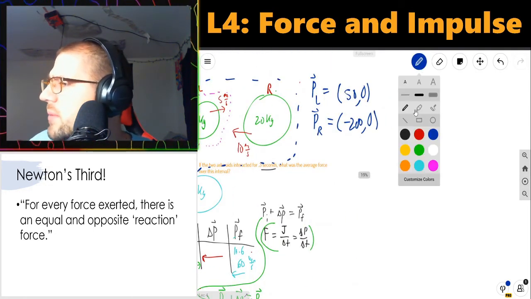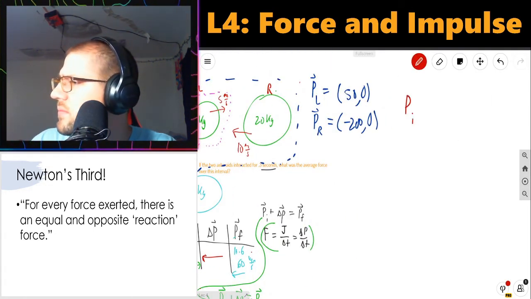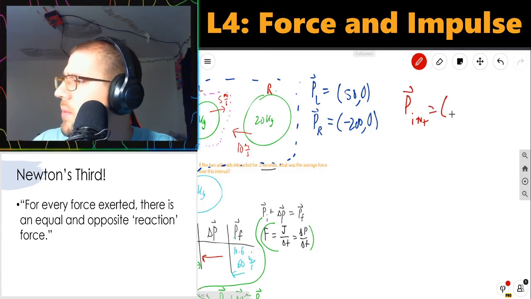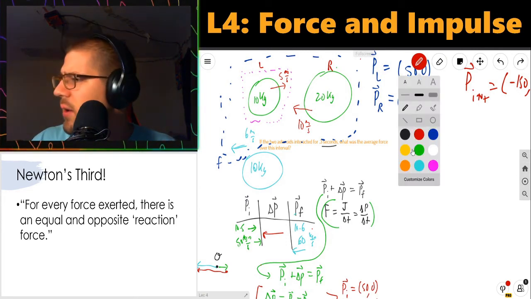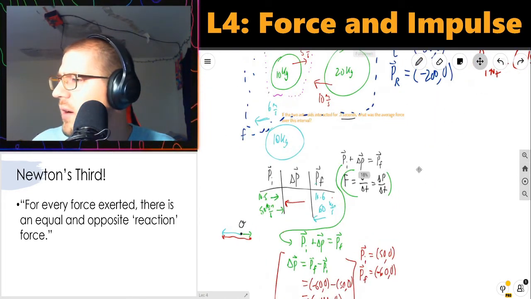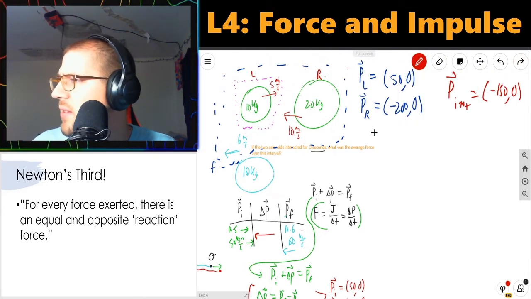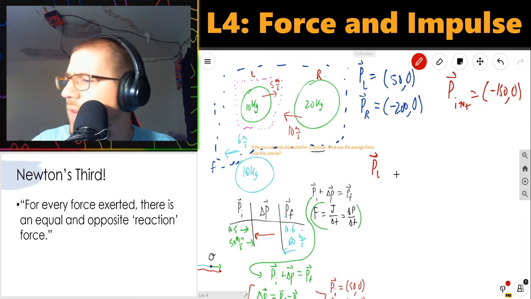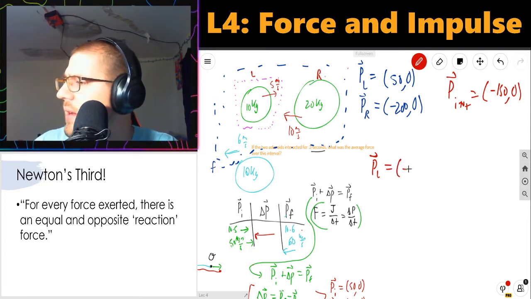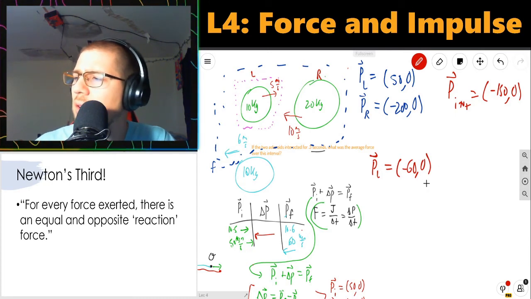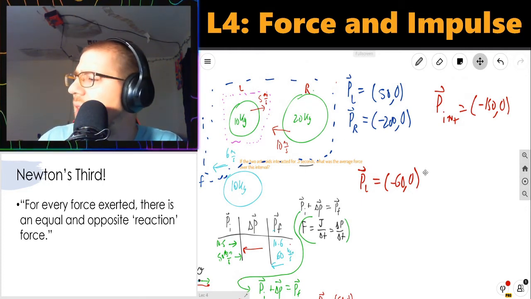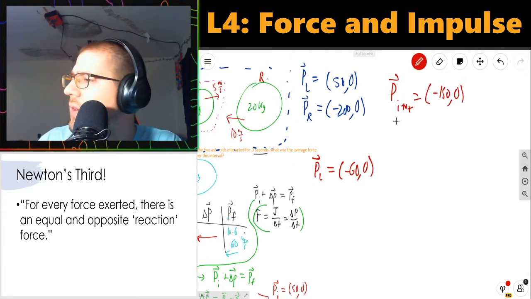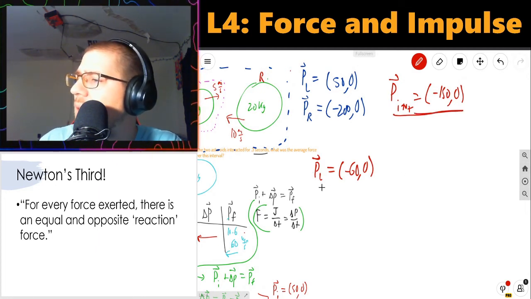Okay, so the total initial momentum is going to be just the sum of those two. That's going to be negative 150, 0. All right, let's consider the final scenario. In the final scenario, I calculated before that the final momentum for the left asteroid is going to be negative 60, 0, with the appropriate units, kilogram meters per second. And because there are no external forces acting on the system, total momentum should be conserved. So the initial total momentum is the same as the final total momentum.